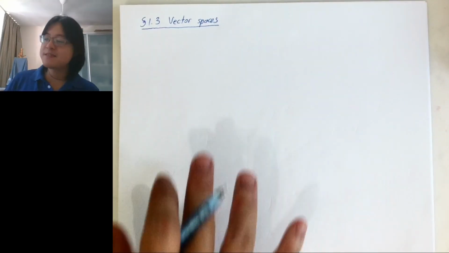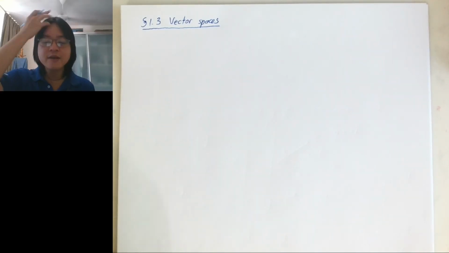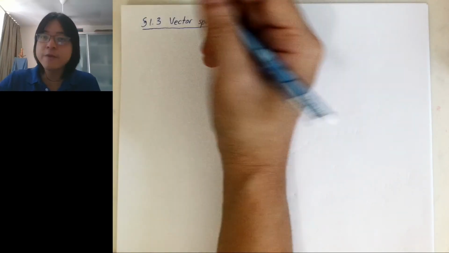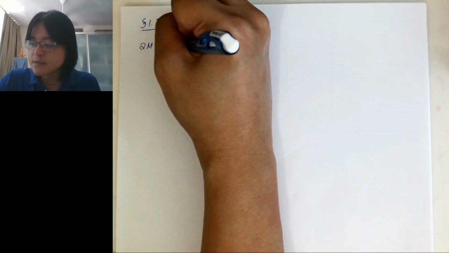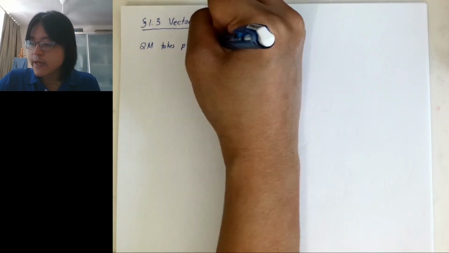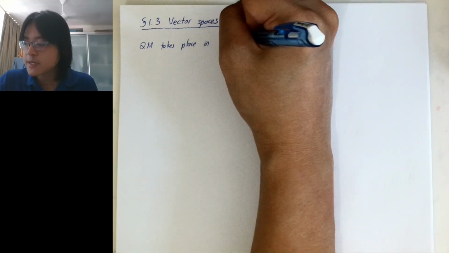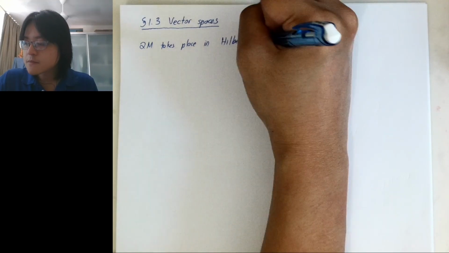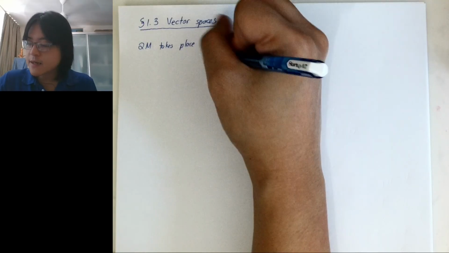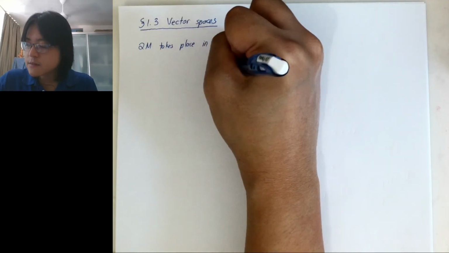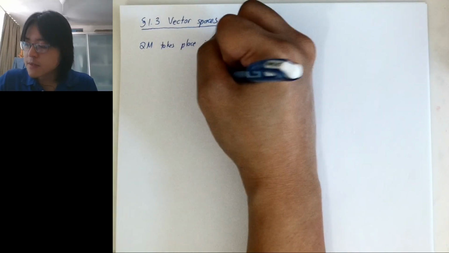Vector spaces, right? This is the thing that you learn in linear algebra, and we need to learn this. The reason is that quantum mechanics takes place in a special vector space which we call Hilbert space. It is a vector space that uses complex numbers.